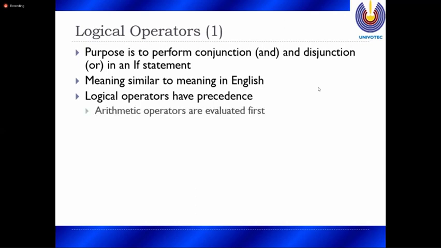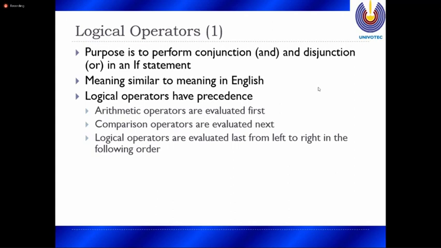Arithmetic operators are evaluated first, after that comparison operators are evaluated next, and after that logical operators are evaluated. It is also left to right in the following order. First, in the condition, if we have some arithmetic operator or calculation, evaluate that first. After that, comparison operators are evaluated, comparing for that condition. Then after, evaluate the logical operators: and, or, not, XOR.